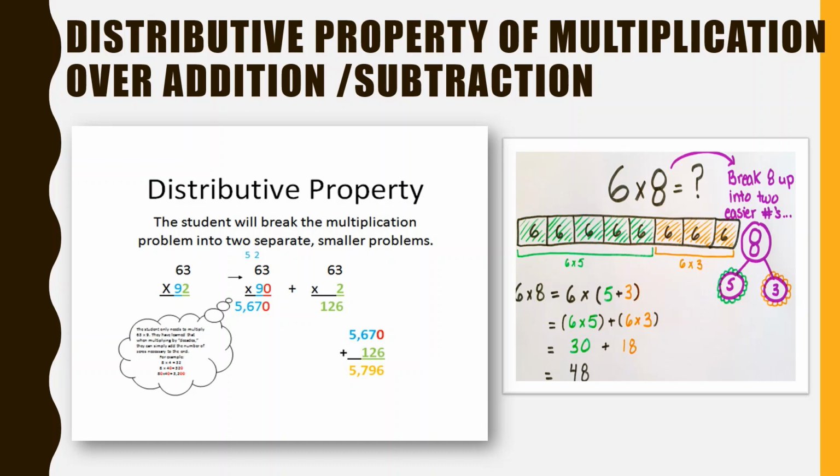For example, you have to multiply 63 by 92. Now you know that 63 by 92 means you have to perform the complete multiplication algorithm here, but instead what we will do, we will break 92 into two numbers, that is 90 plus 2.